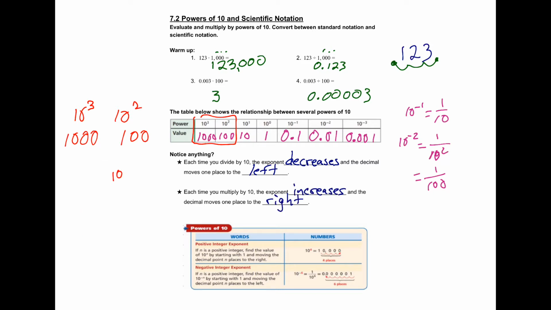And notice when we multiply by 10, it's just the opposite that happens. If I take the number 100 and multiply by 10, we get an answer of 1,000. So each time you multiply by 10, the exponent is going to increase because we're going from 2 to 3, and then the decimal is going to move 1 place to the right. So we had the number 100, we multiplied that by 10, so our decimal is going to move 1 place to the right, and we add an extra 0 to make 1,000.